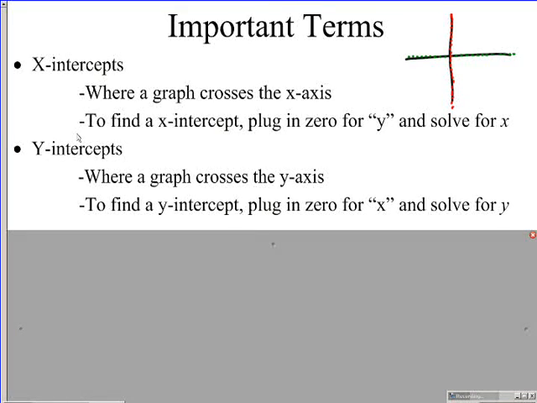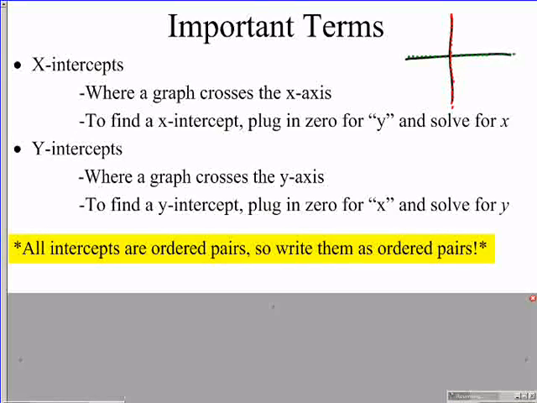Notation-wise, when you are listing intercepts, remember intercepts are ordered pairs, so make sure you write them as ordered pairs. Anytime we're talking about any point within the coordinate plane, we are talking about an ordered pair to describe that point. Do not write x equals 3 for an x-intercept. X equals 3 is the equation of a vertical line, not an intercept. So intercepts must be given as ordered pairs. If it's an x-intercept, the y-coordinate will always be 0 in your ordered pair. If it's a y-intercept, the x-coordinate will always be 0 in your ordered pair.